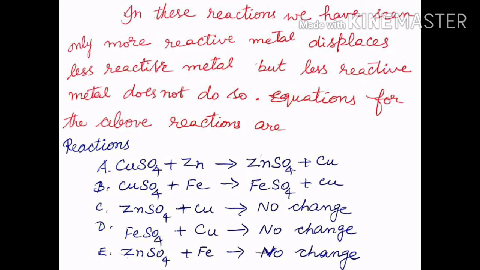In beaker C, ZnSO4 plus Cu gives no change because copper is less reactive than the zinc Zn. In D, FeSO4 plus Cu gives no change. Cu is less reactive than the Fe in FeSO4 salt solution. So no change. Similarly in E, ZnSO4 plus Fe gives no change. Here the Fe is less reactive than the Zn in ZnSO4. That's why there is no change.